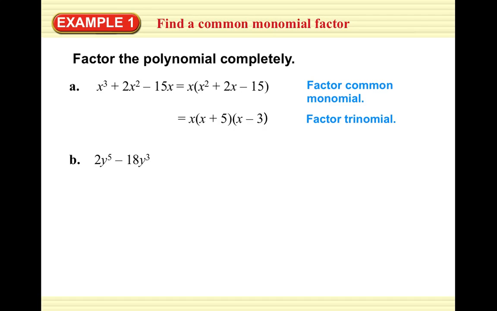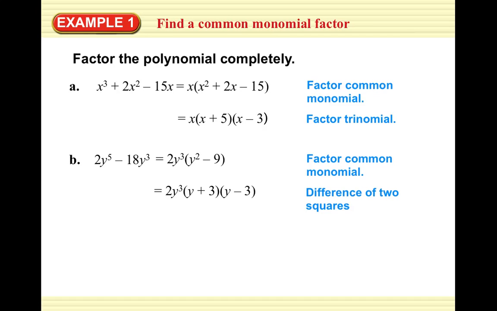The next example, 2y to the fifth minus 18y to the third. So we're going to find that common monomial factor, which would be 2y to the third. And we're left with y squared minus 9, which is a difference of two squares, so we can factor that even further.